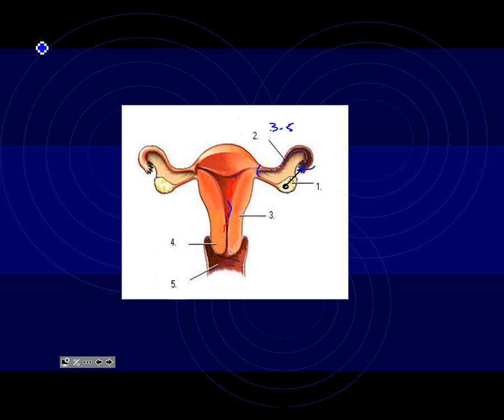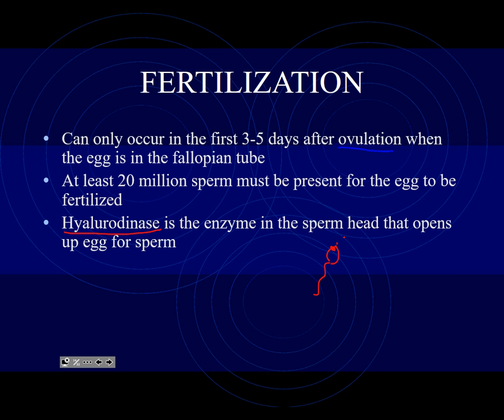So the sperm are swimming up through the uterus. They're ejected into the vagina. They travel up into the uterus, and some sperm go the wrong way. They'll die. Some sperm never make it. They'll die. Some sperm make it all the way into the fallopian tube, and along the way, they're all producing this enzyme that sort of, quote, opens up the egg for sperm.